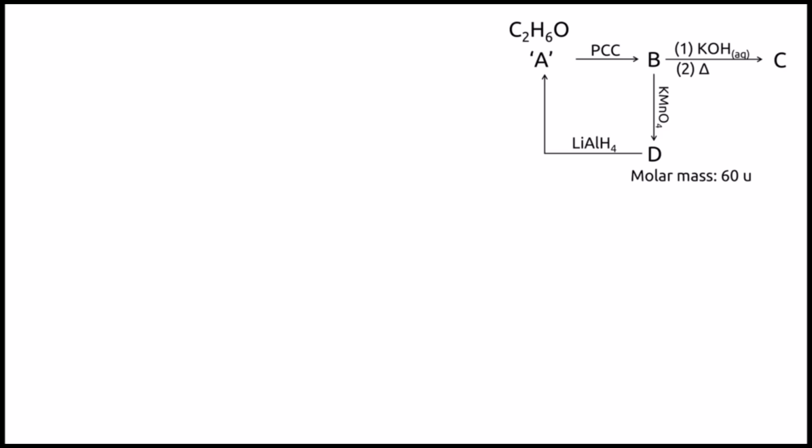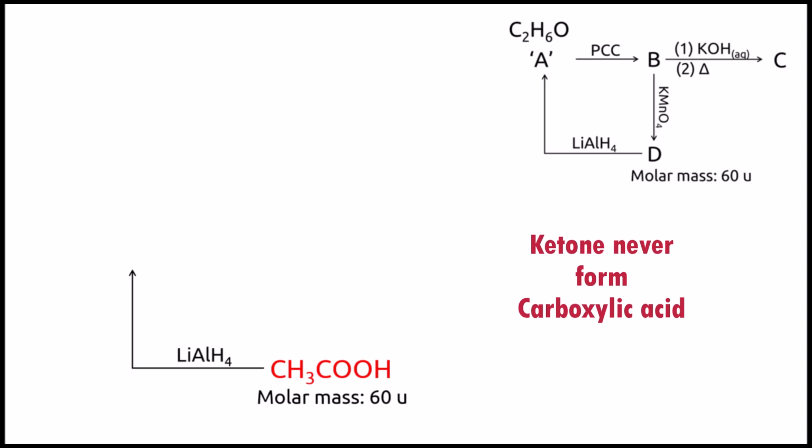In the first step, when compound A having formula C2H6O is treated with PCC, it forms either an aldehyde or a ketone, since pyridinium chlorochromate is actually a weaker oxidizing agent. So if you have a primary alcohol, it forms an aldehyde. If it is a secondary alcohol, it forms a ketone. But here it is an aldehyde. Why? Because on oxidation with KMnO4, it forms a carboxylic acid, and that is possible with an aldehyde only. Ketone never forms a carboxylic acid.